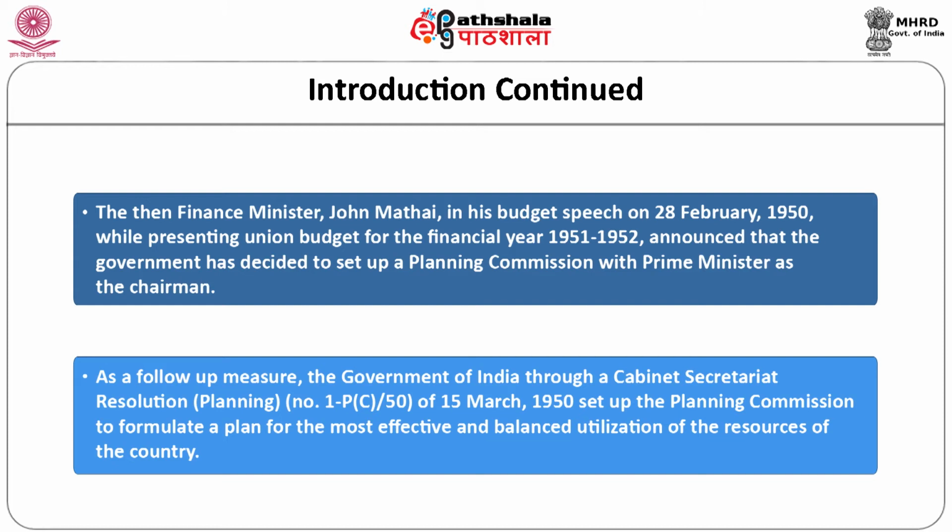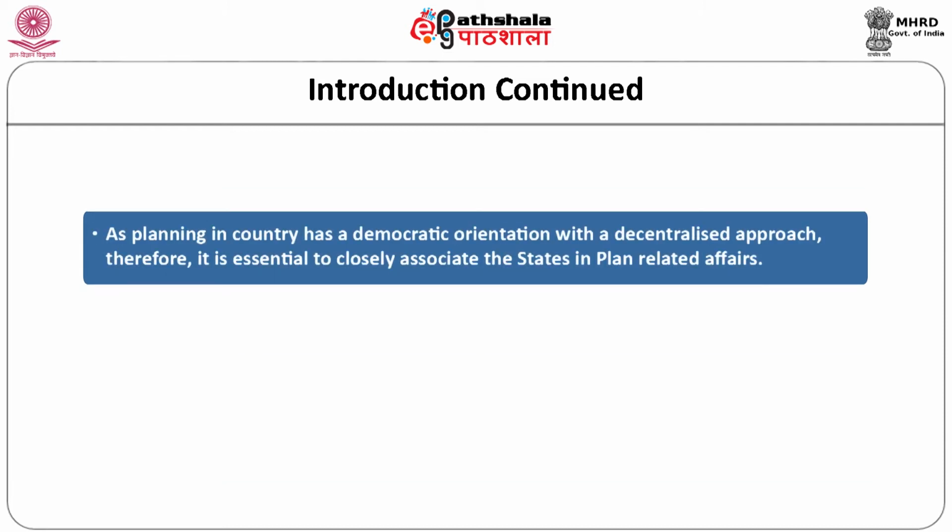The Planning Commission during the initial years of its inception recognized the utility of having a coordinating body in planning matters. The need for such a body was felt for the reason that the Constitution of India lists the matter of economic and social planning in the concurrent list, and thus both central and state governments have responsibility regarding planning matters. As planning in the country has a democratic orientation with a decentralized approach, it is essential to closely associate the states in plan-related affairs.